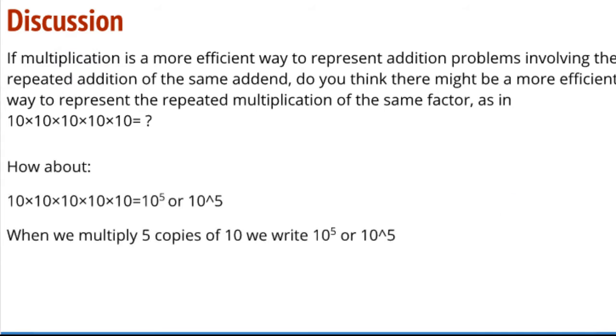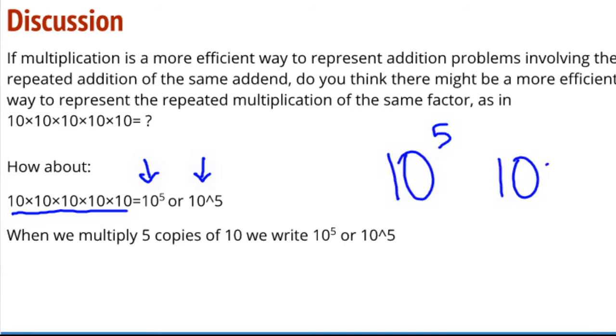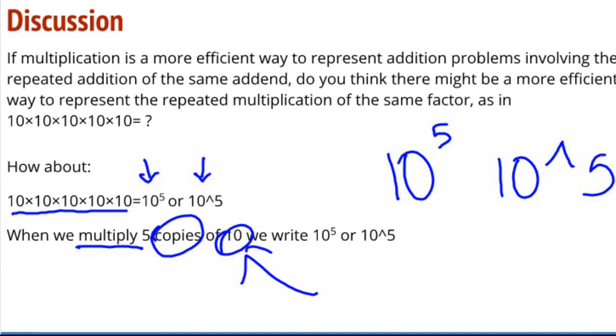And the answer is yes. We can write it out using what are called exponents. So here I've got 5 tens, and here it is written in exponential form in 2 different ways. Write those a little bigger so that you can see them a little more clearly. Both of these mean the same thing. So this is multiply 5 copies of 10. So multiply 10 together 5 times.